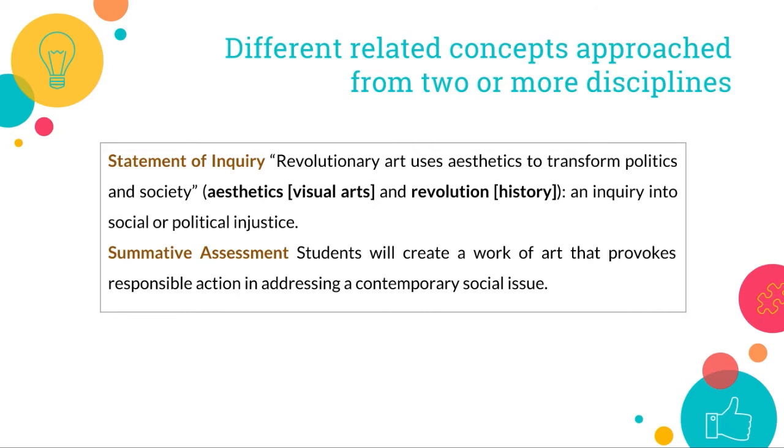And the last one, we could be using related concepts instead of key concepts. The statement of inquiry would be: revolutionary art uses aesthetics to transform politics and society. Interesting. So here we're talking about aesthetics, which is a related concept connected to art, and revolution, which is connected to history. And this would be an inquiry into social or political injustice. Summative assessment would be that students will create a work of art that provokes responsible action in addressing a contemporary social issue.